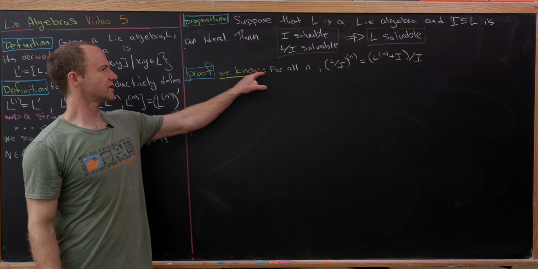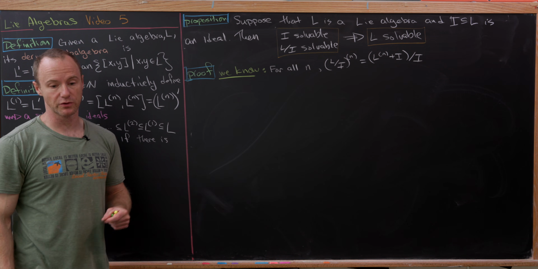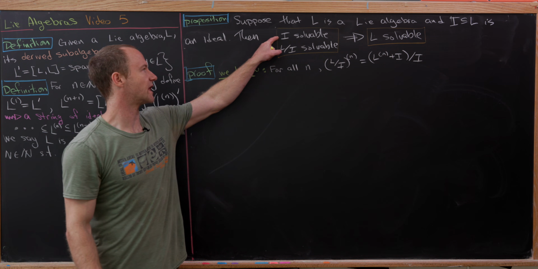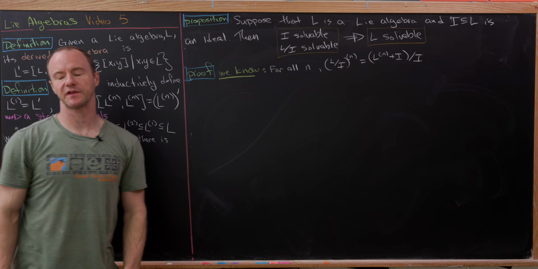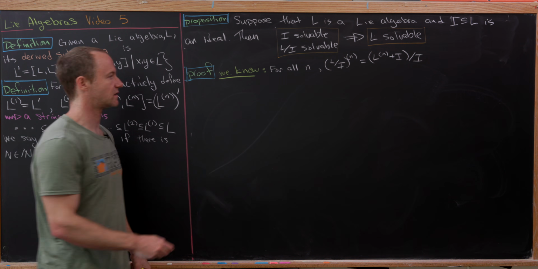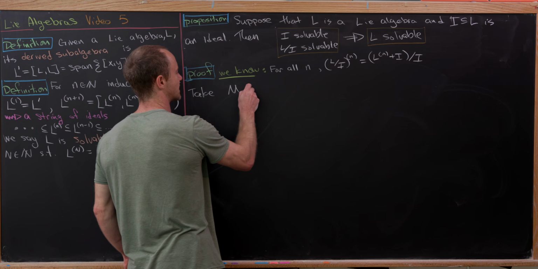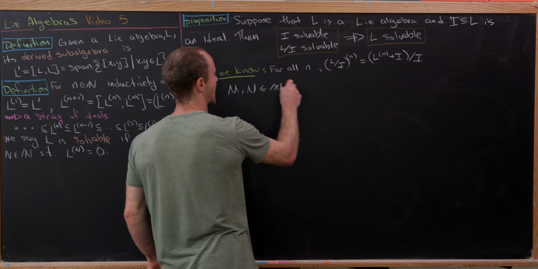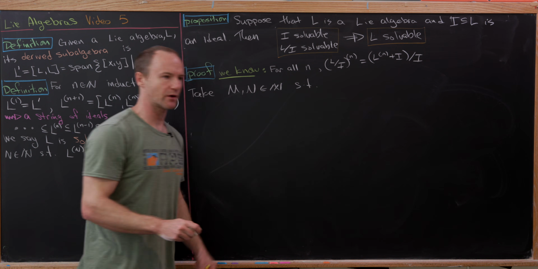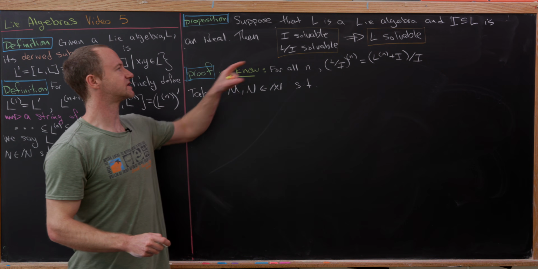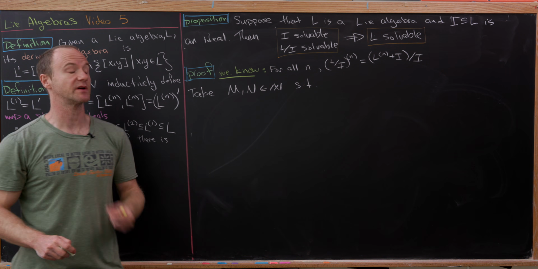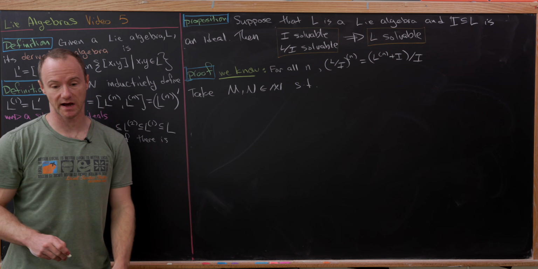Okay, so here's the little subclaim that we proved, and now we're ready to show that if these two are solvable, then our parent algebra is solvable. So let's take two natural numbers, I'll call them capital M and capital N, such that they're the natural numbers associated to the solvability of I and L mod I.